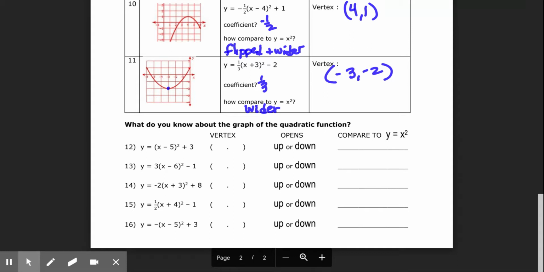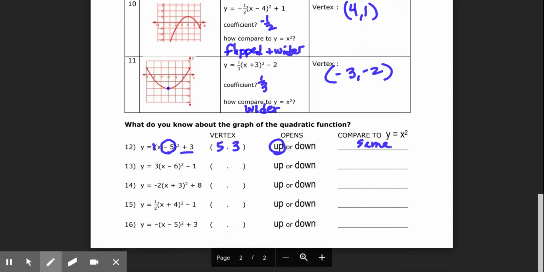So these do not have a graph for us to compare it with. So the vertex would be (5, 3). Remember, it's going to be opposite of that, and then that's going to be the same. And this will go upward because the coefficient here is a 1. And how do we compare this to y equals x squared? It's going to be the same.